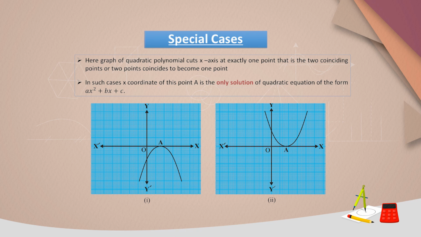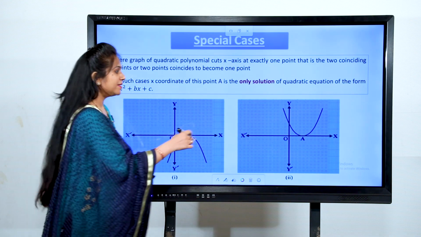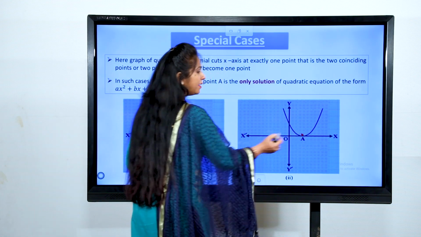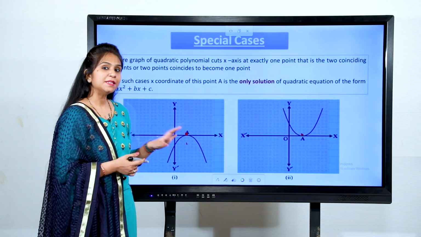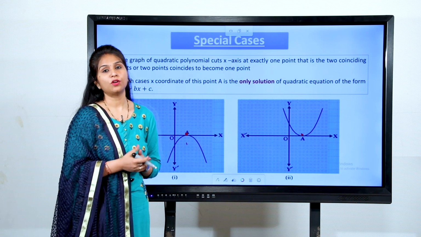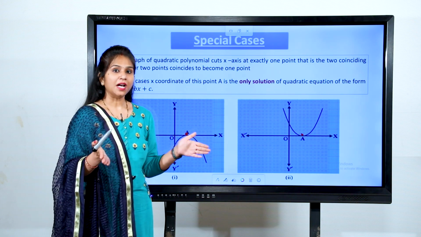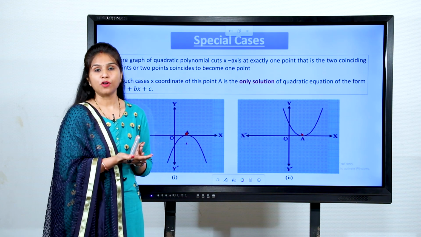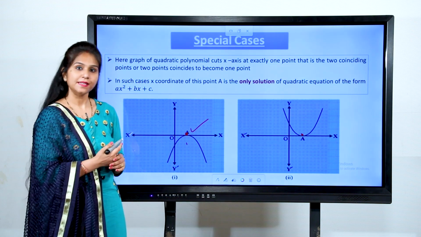Here you can see these are again examples of parabola, but you can see this downward parabola intersects the x-axis at only one point, and similarly here also, this upward parabola intersects the x-axis at only one point. So these are the special cases. It means this point is the only solution of this quadratic polynomial. Here both the points of the parabola intersect and they coincide to form only one point. So this A is the only solution in this case.